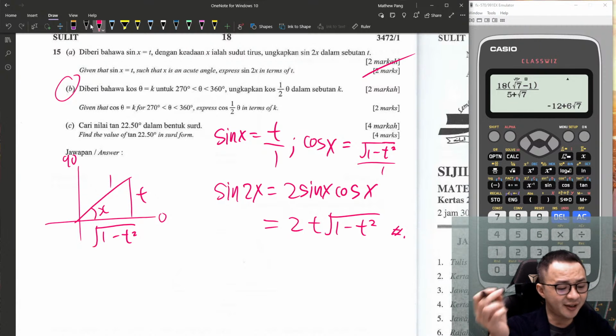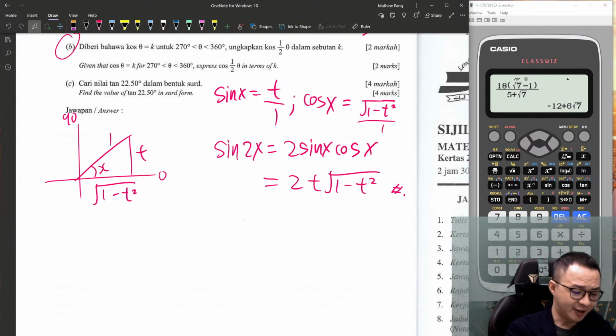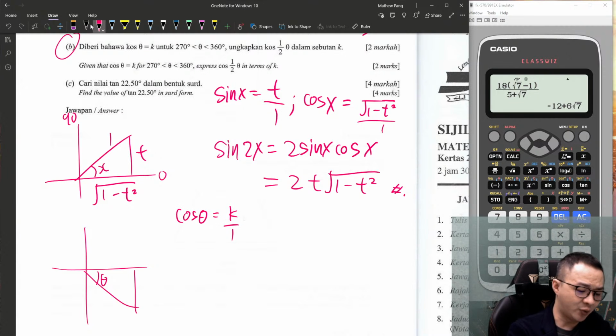Given that cos theta equals k, and theta is between 270 and 360, right, then I will just draw some cos over here. Cos theta is k, which is k over 1. Cos is adjacent over hypotenuse. Then this one should be negative square root of 1 minus k squared. Okay, you must add a negative because it's below the x-axis, right?